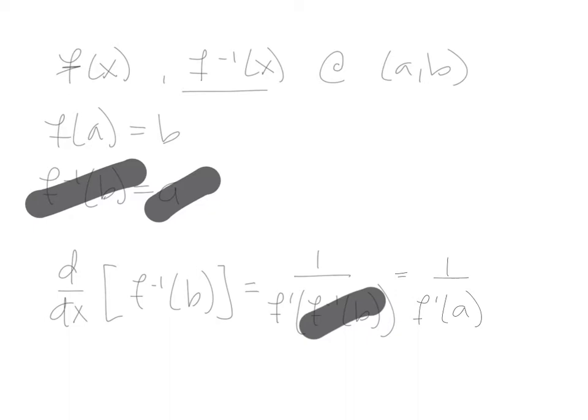Now, in the textbook, they make this harder because they take all this f to the negative 1 stuff and call it g of x. So this is g of b equals a. But all they're saying is that g is the inverse of f. They give it a different letter rather than an inverse, which I think makes it more confusing, at least for me, adding in this whole extra letter. But that's all they did.